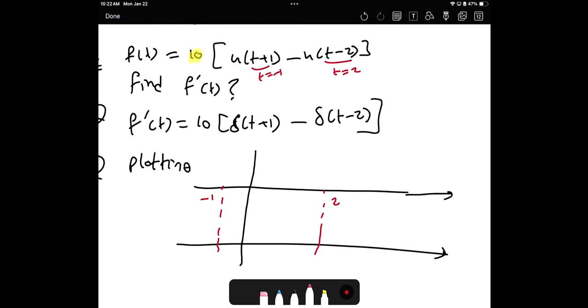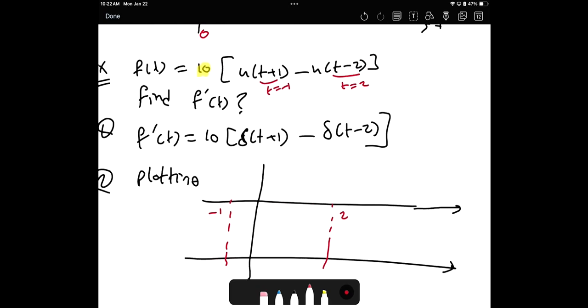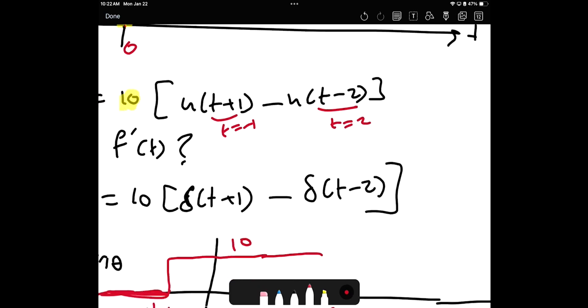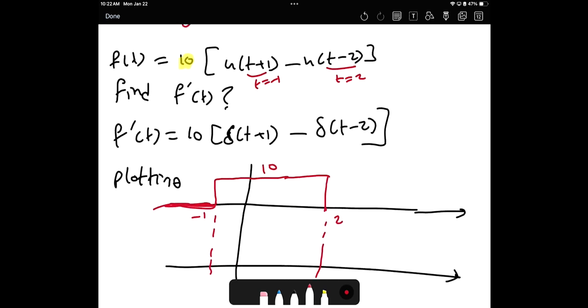So what will happen? Before t equal to negative 1, everything is zeros. Then when t equal negative 1, this one will be activated with positive 10 slope. Then at t equal 2, the slope is negative, so they will cancel each other, it will be 0. That's it. So this is f.